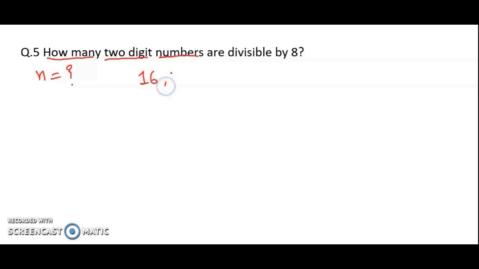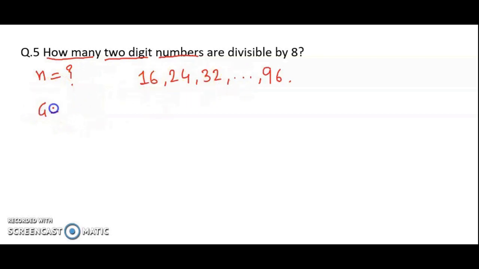16. Second number will be 24. Third number will be 32, like this. And the last 2-digit number that will be divisible by 8 will be 96. So here we have to find out the total number of terms. So this is our required AP.